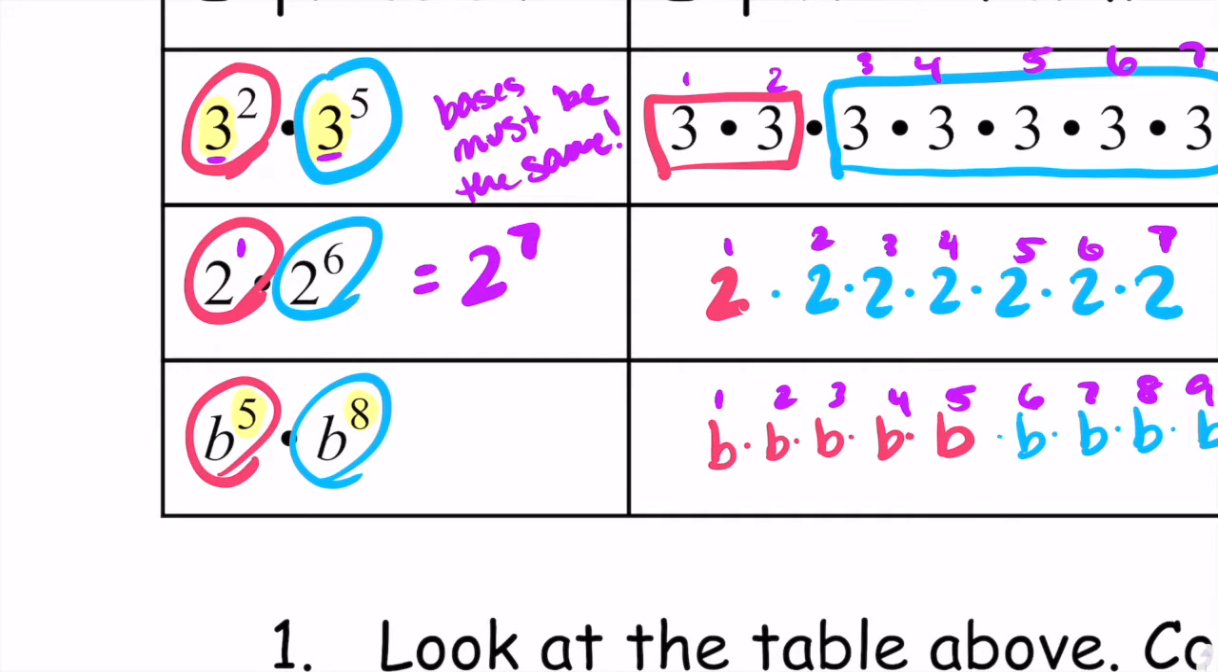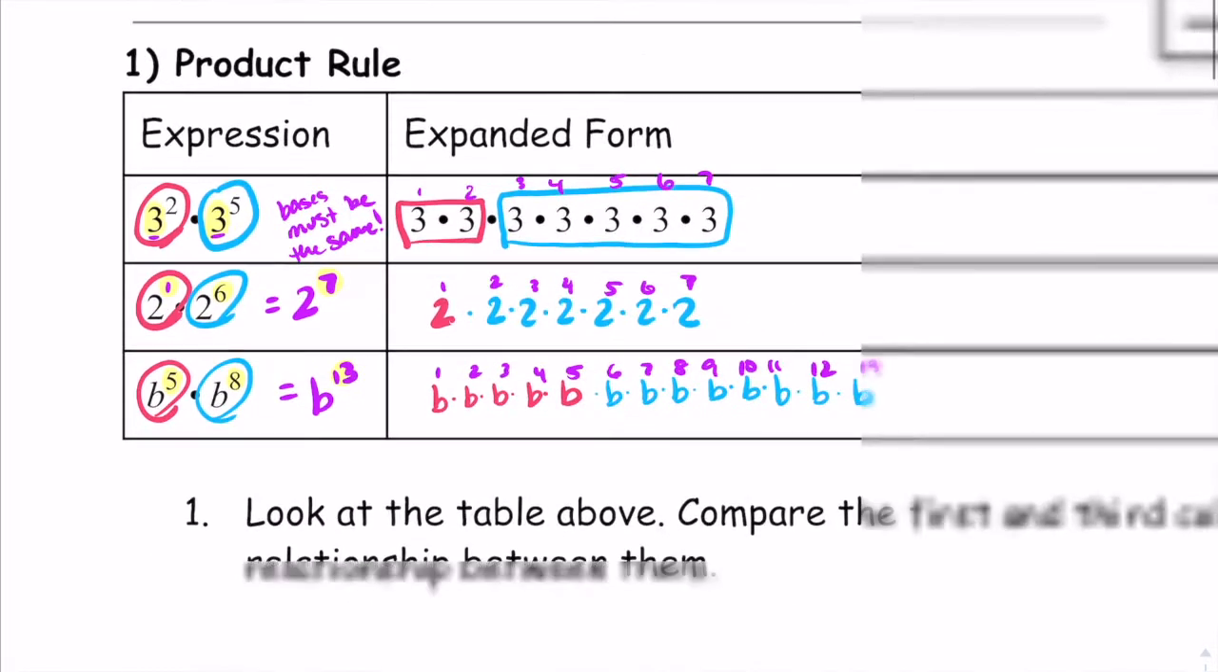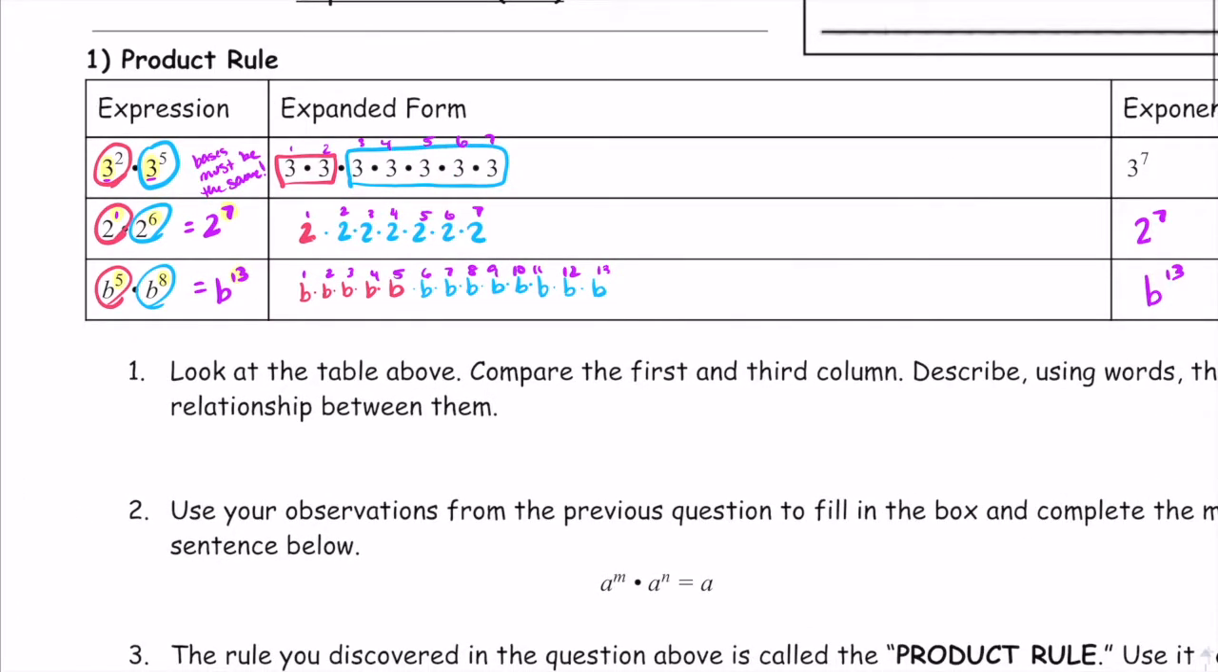So this is equal to 2 to the 7. This is equal to b to the 13. What do you guys notice with my exponents? If I were to take a look at just my exponents, what do you notice? So here's what I want you guys to do. Compare the first and third column using words, describe the relationship between them, right? So why don't you guys try that on your own? Pause this video, try to write the rule yourself, and then I'll show you the rule in a little bit as well.